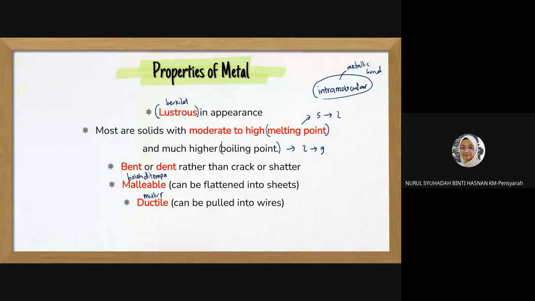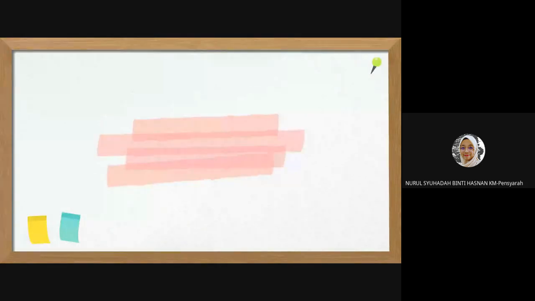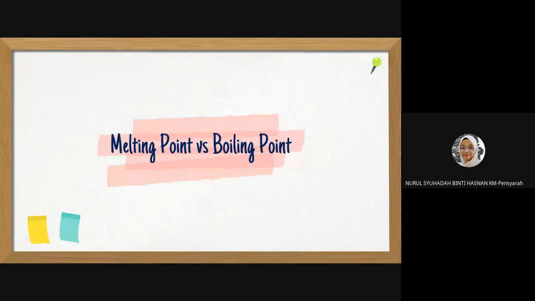Disebabkan dia boleh conduct electricity dan kita boleh tarik dia, dan dia adalah ductile, kita boleh tarik dia untuk jadi wire dekat sini. And then lastly, it can conduct heat and electricity well in both solid and liquid state. So ini adalah properties of metal. Okay, next. We're going to look on the melting point and the boiling point of our metal dekat sini.